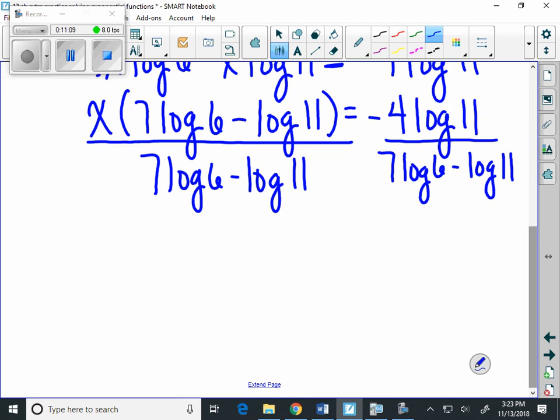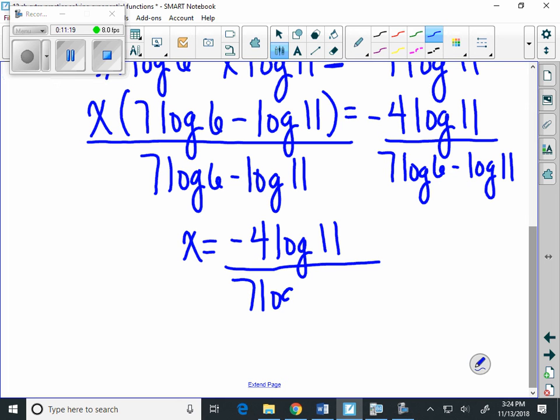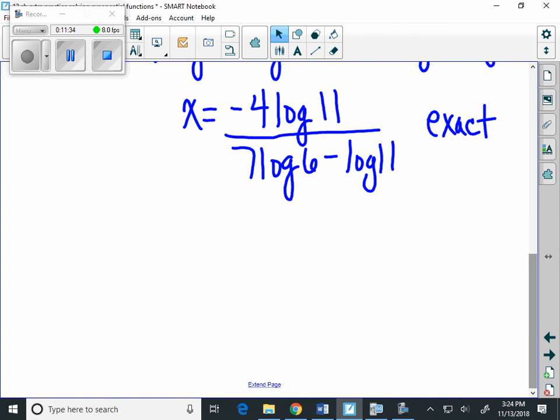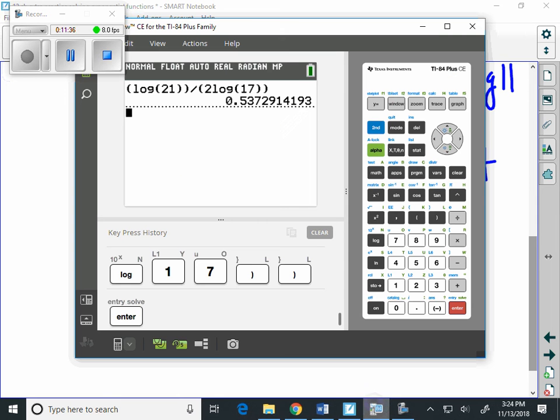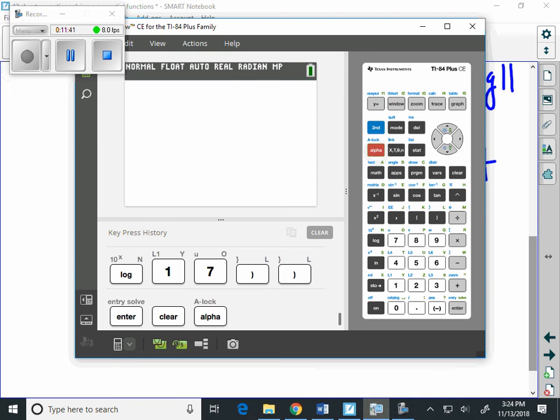And that turns out to be our exact answer of negative 4 log 11 divided by 7 log of 6 minus log of 11. That is our exact answer. And then what we want to figure out is what's our approximate answer. So we're going to pull out our calculator, and I'm going to use my fraction button, alpha y equals, to type this in.